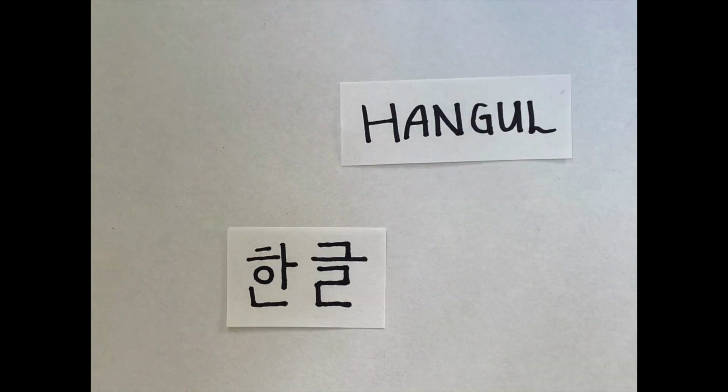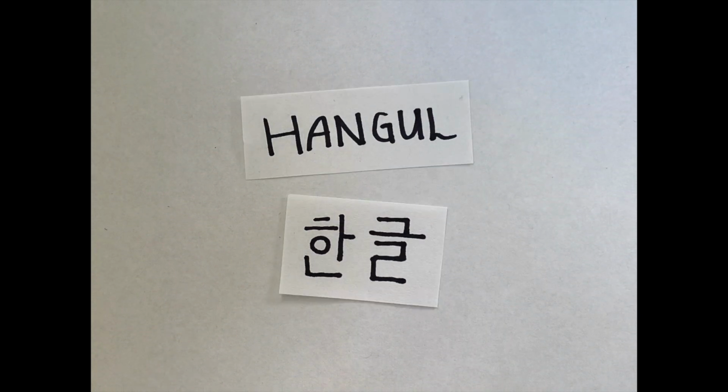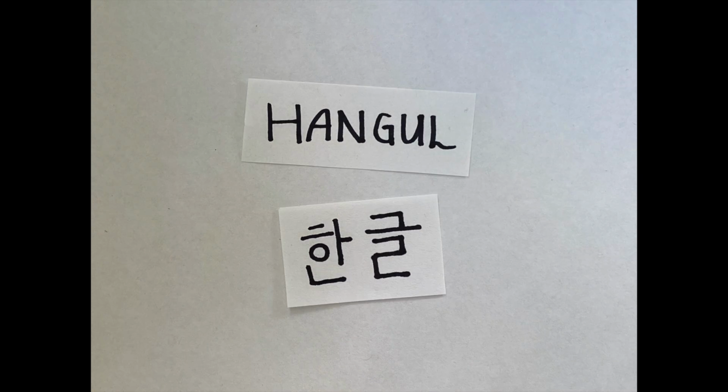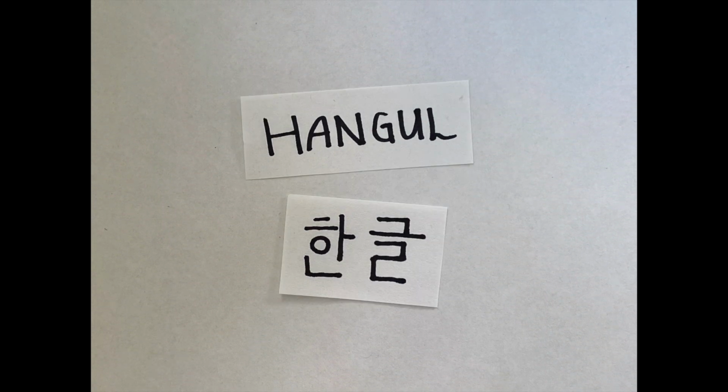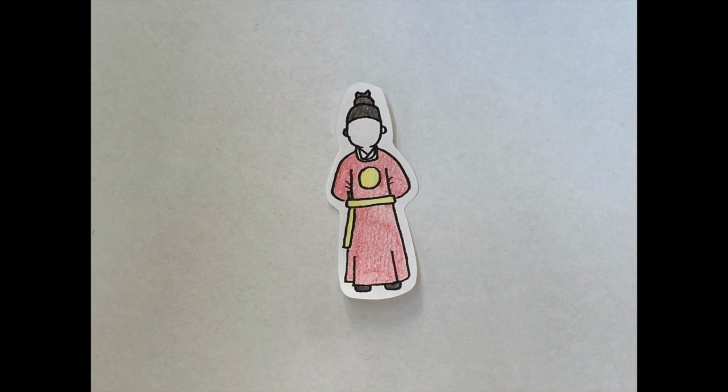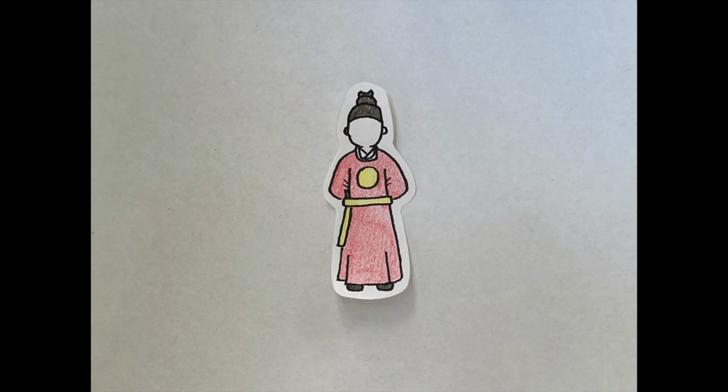Hangul. Hangul is the national language of Korea, and perhaps one of the easiest languages to learn, with its syllabic blocks and uniquely intuitive alphabetic system. It all started with King Sejong the Great, the fourth king of the Joseon dynasty of Korea.